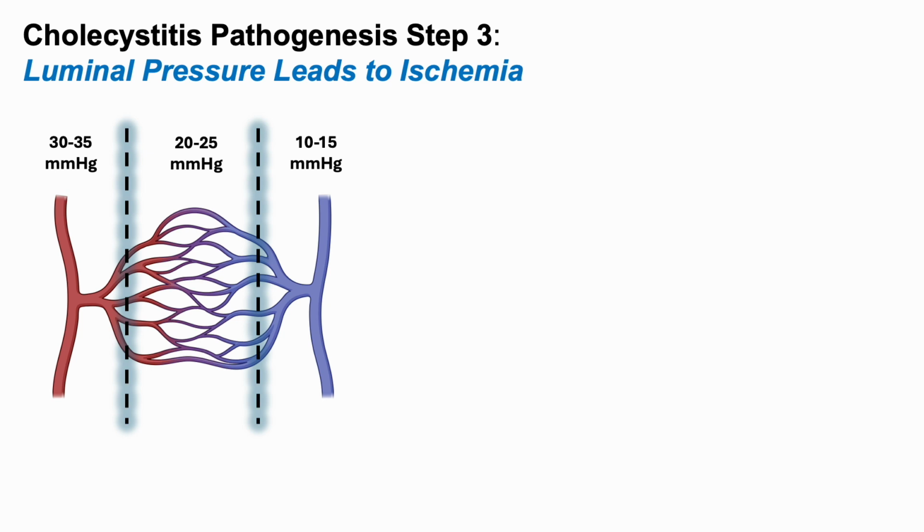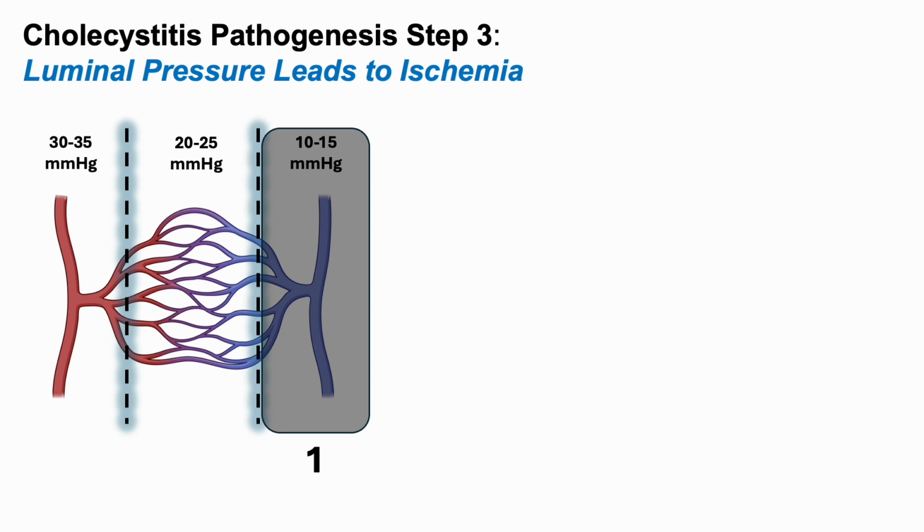Step 3 of cholecystitis pathogenesis is that increased luminal pressure leads to ischemia. The best way to understand this is by looking at a capillary model of microcirculation and oxygen delivery. On the diagram, I have shown approximate pressures for arterioles, which is 30 to 35, capillaries 20 to 25, and venules 10 to 15. Now, as obstruction leads to increased distension, which leads to increased luminal pressure, eventually the pressure exerted on the wall will be greater than the pressure of the capillary system. This process first disrupts venous outflow, which leads to congestion, and further exacerbates wall pressure.